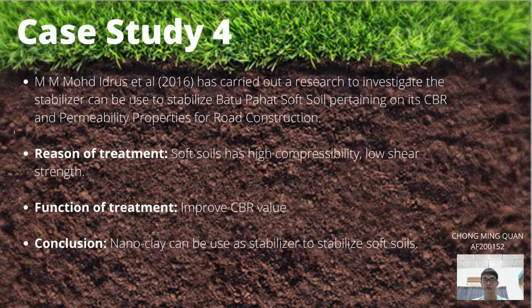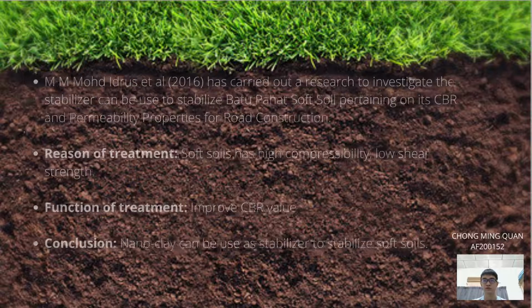Case study 4 is about the research to investigate the stabilizer that can be used to stabilize soft soil. This is because soft soil has high compressibility and low shear strength. From this research, nanoclay can be used as a stabilizer to stabilize soft soil.